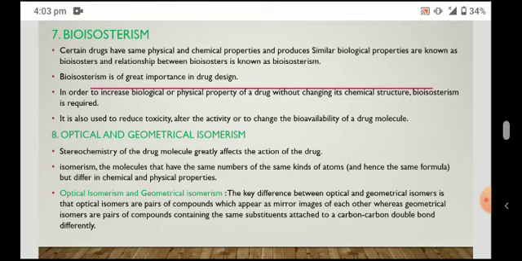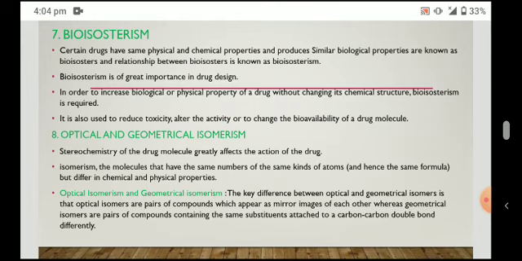The eighth parameter is optical and geometrical isomerism. First we should know the stereochemistry. The stereochemistry of a drug molecule greatly affects the action of the drug. Isomerism is when molecules have the same number of the same kind of atoms but different physical and chemical properties.